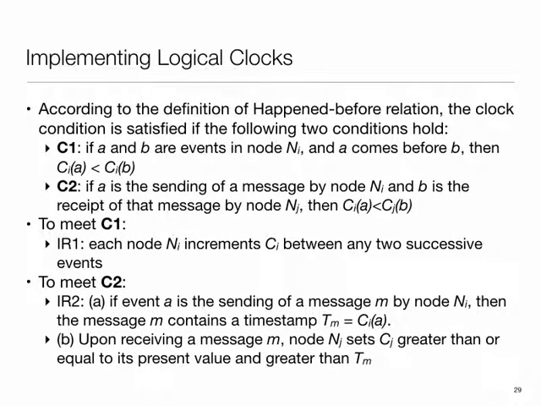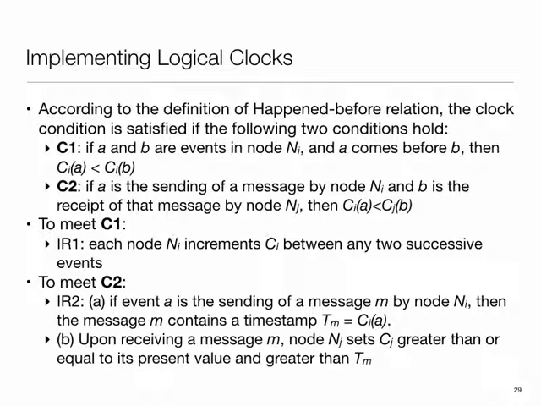So the way for things to be synchronized according to this, a couple of conditions need to go through. We have to make sure that if A and B are events in the same node, then Ci of A, that is the timestamp of A according to clock I, is less than the timestamp of B. So that's trivial to do. All we have to do is, every time an event occurs, we increment Ci. So if A occurs at node I, we timestamp A and we increment the counter so that the next event at that node will have a higher value.